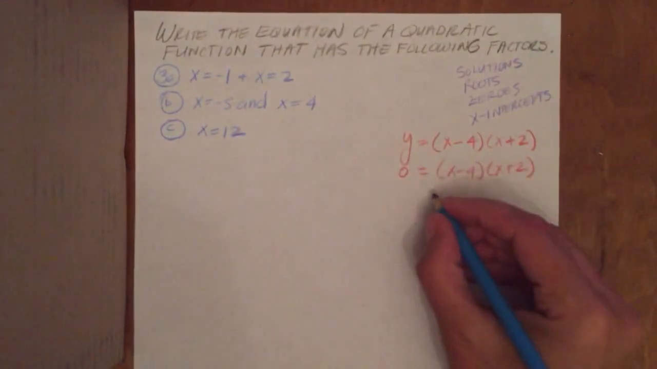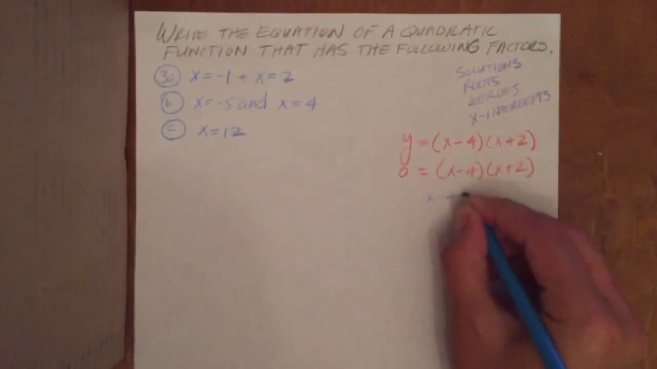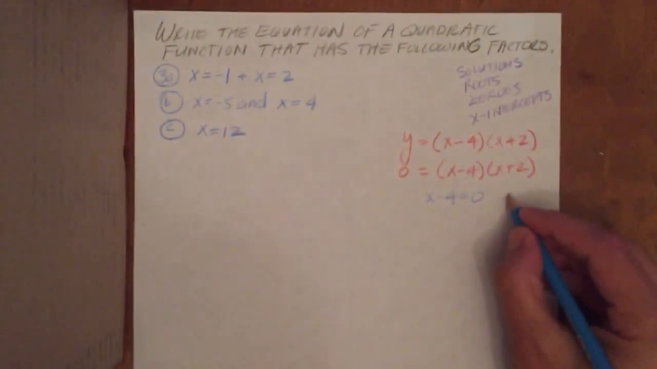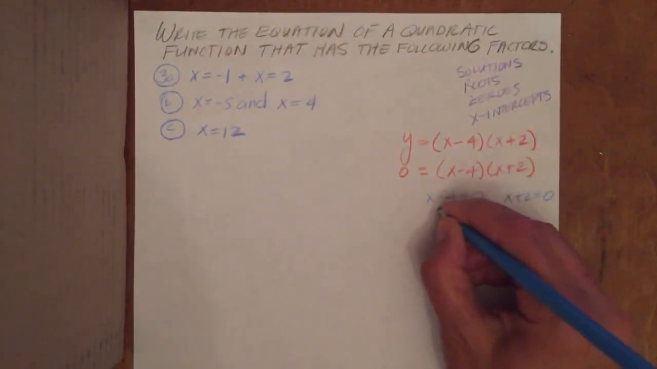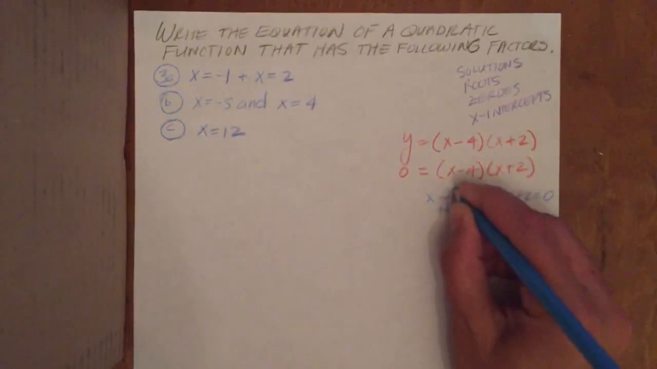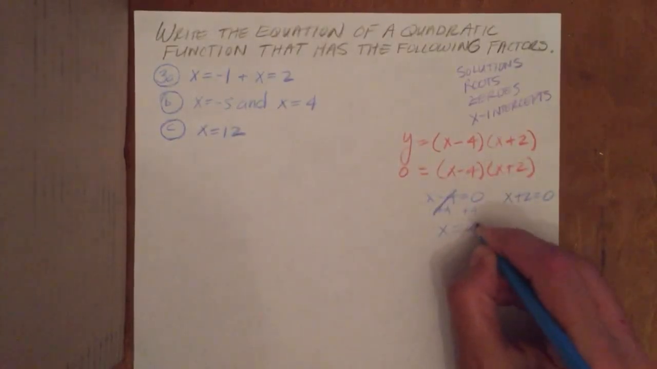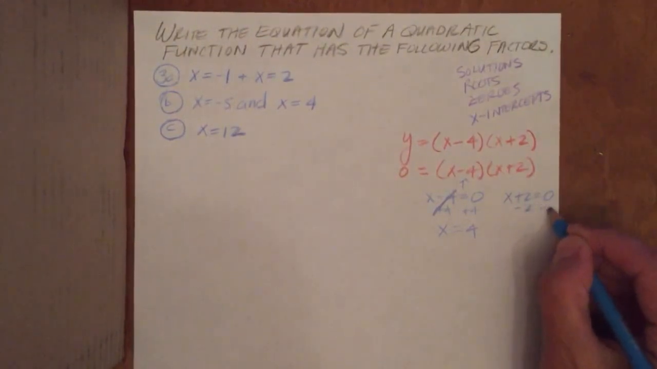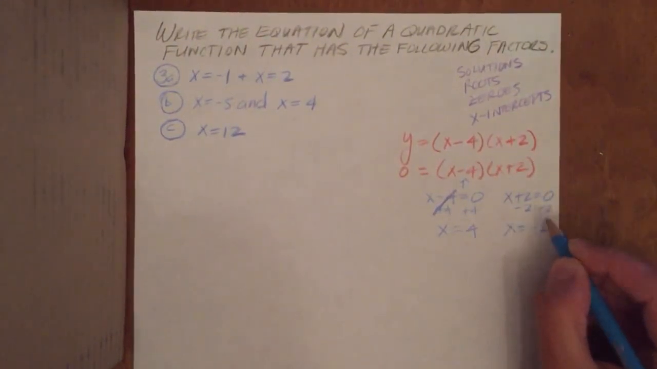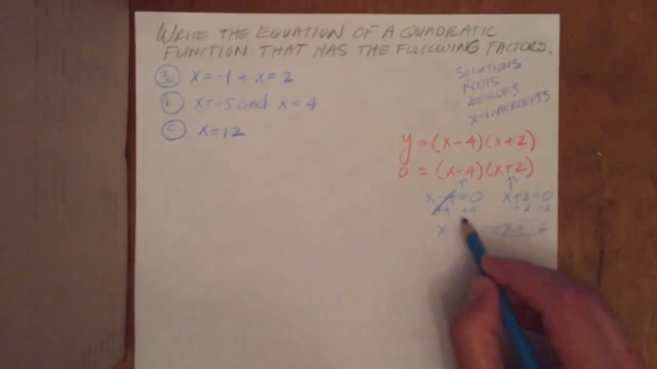So we're going to take each factor. We have x minus 4, and we set it equal to 0, and we take x plus 2 and set it equal to 0. Add 4, add 4. That means x would have to equal 4 to make this 0. On this one, x would have to be negative 2 to make that 0. So those are your two solutions.